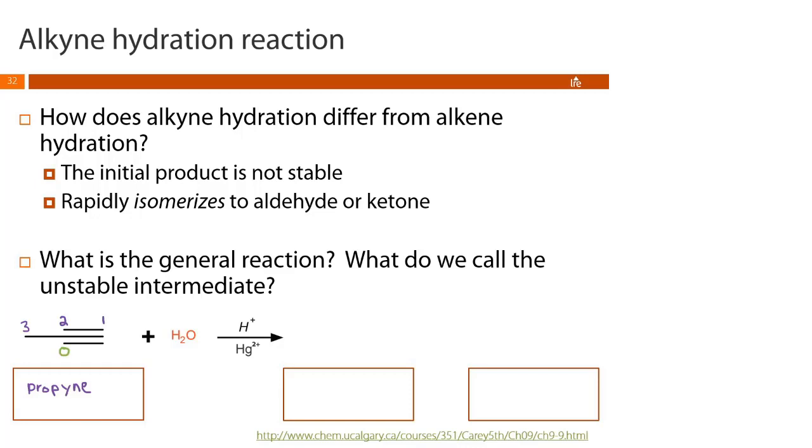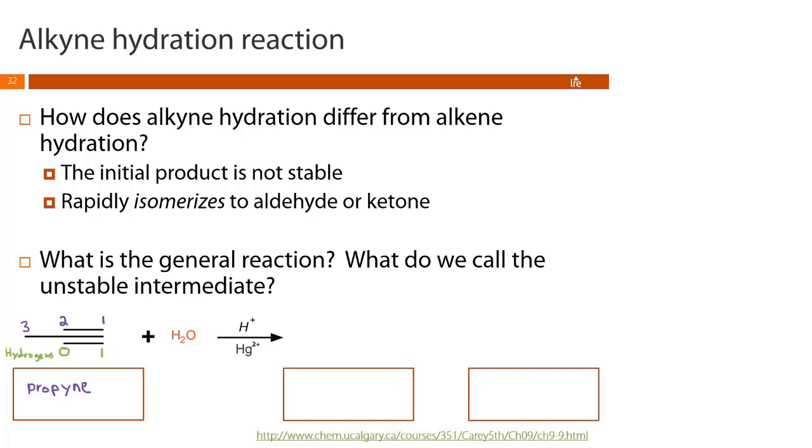Carbon number 1 has 3 bonds going to carbon number 2 and 1 bond going to a single hydrogen, so there is 1 hydrogen attached to carbon number 1. Okay, so let's go ahead and draw our initial product. We're going to react our propyne with water in the presence of an acid catalyst. And to make the reaction go even faster, we can add a mercury salt, but that is not required. The reaction is just very slow without it.